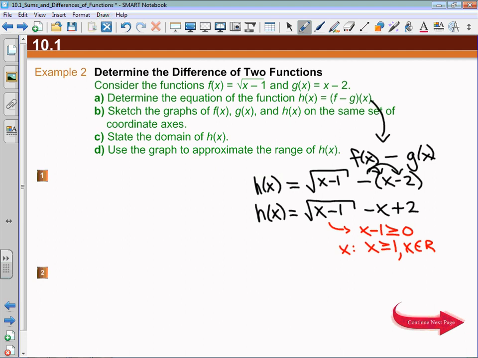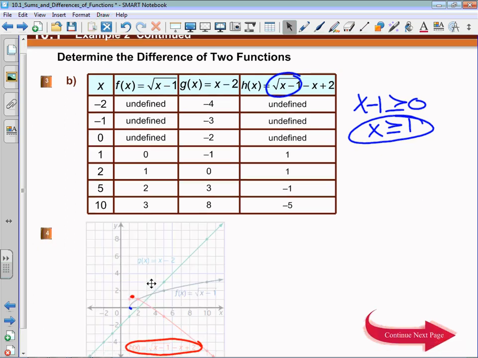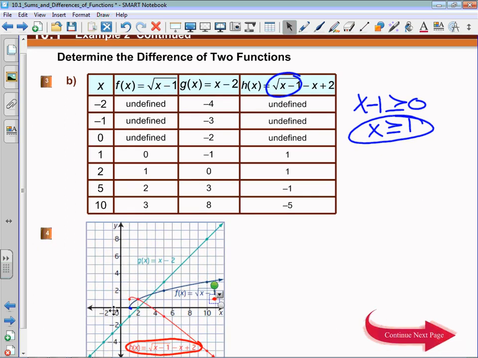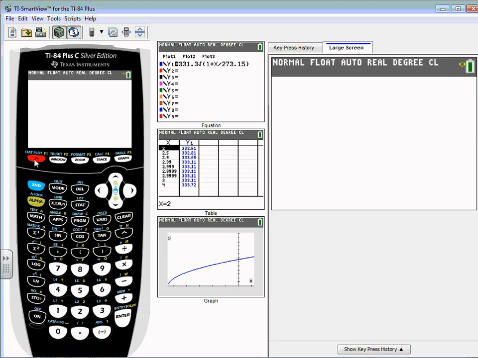All right, then it says use the graph to approximate the range of h of x. I'm not a big fan of approximating if we don't have to. If I was going to approximate this graph, I might say that that's at 1.2. Looks like it's about a fifth of the way through there. But we have our calculators. So we might as well remember or retrain ourselves into how we can find those points.